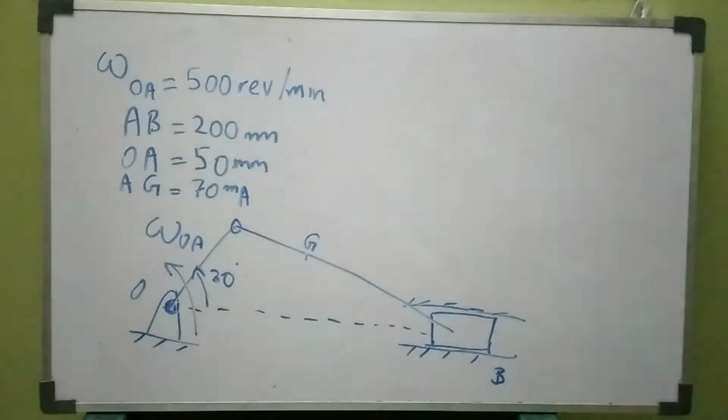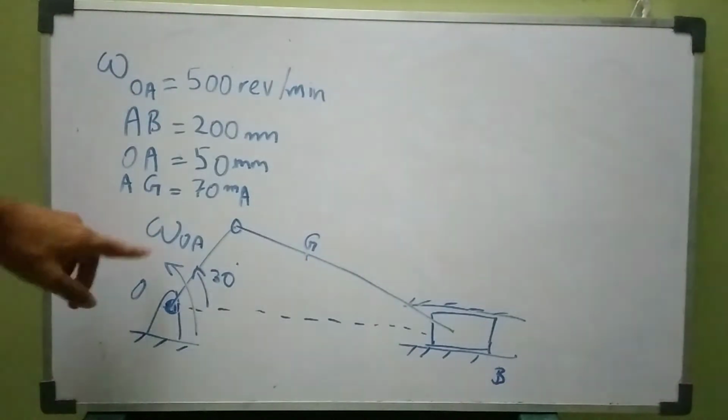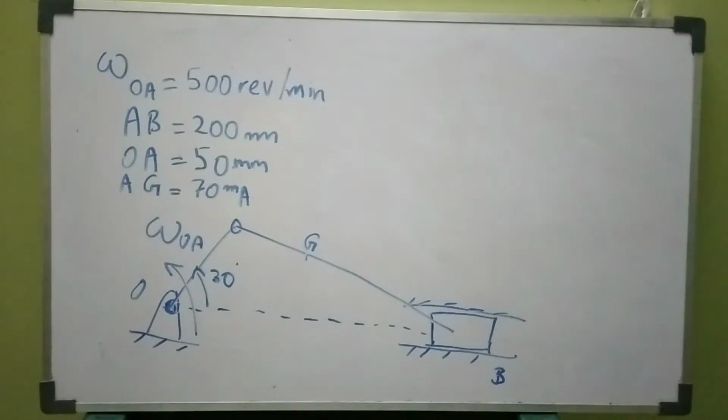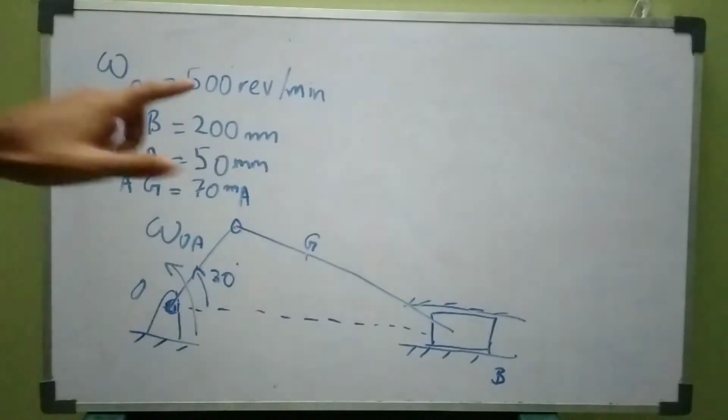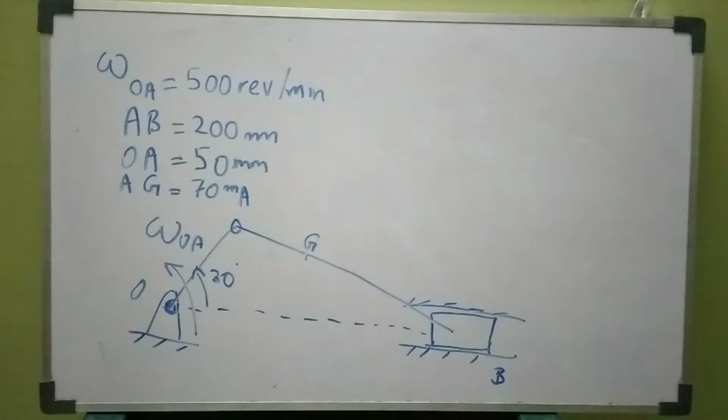Okay, let's start. The slider crank mechanism shown in this figure has a crank radius OA of 50 millimeter. So this is the slider crank mechanism. Also they have given this OA is 50 millimeter and a connecting rod AB 200 millimeter long. So I have marked here A and this is B. AB is equal to 200 millimeter.